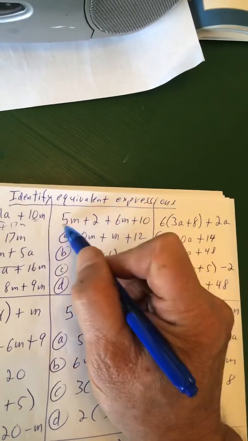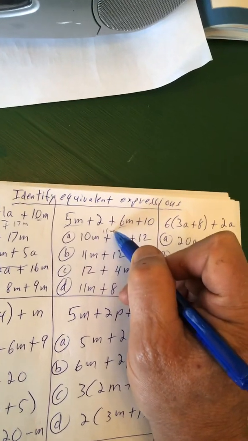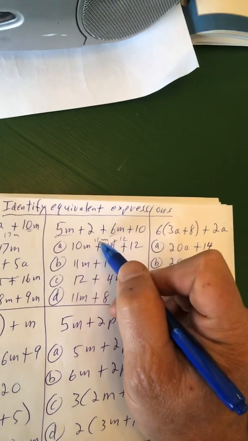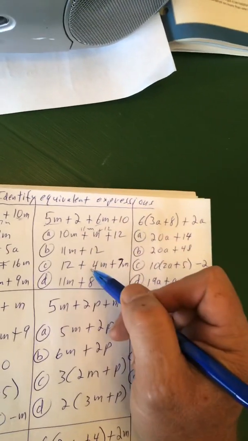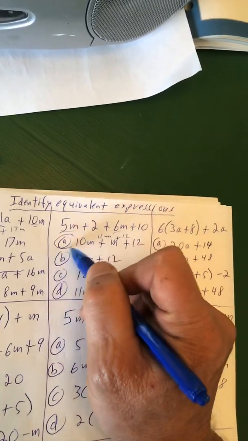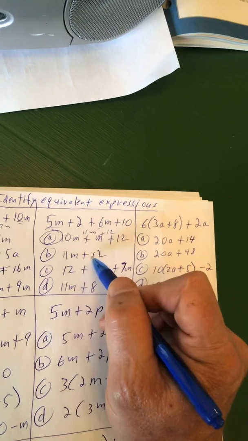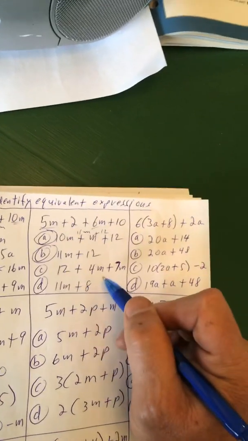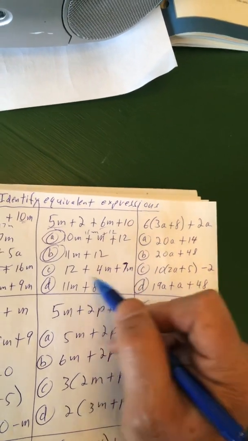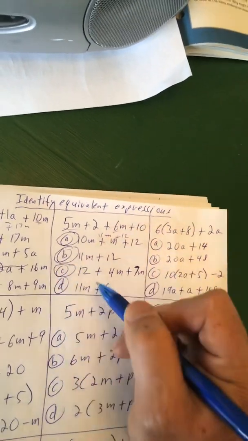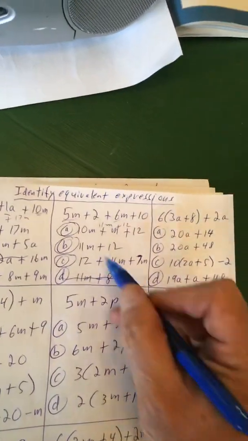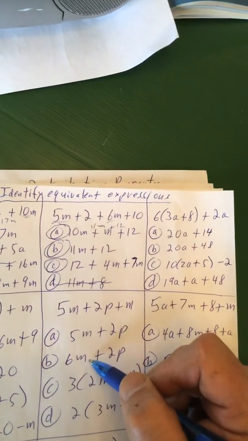5m plus 6m is 11m. And 2 plus 10 is 12. So we want 11m plus 12, or something equivalent to that. So 10m plus 1m is 11m plus 12. That's a winner. This is 11m plus 12. That's a winner. That's 11m plus 12. That's a winner. Or 12 plus 11m. And this 11m plus 8, that's a loser. Anyways, those three were equivalent expressions.